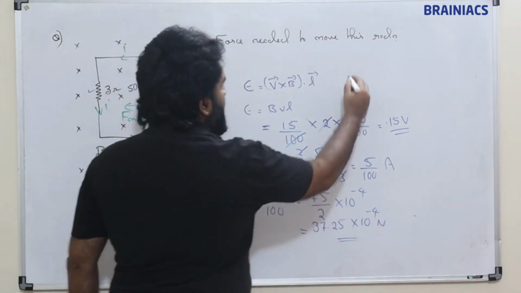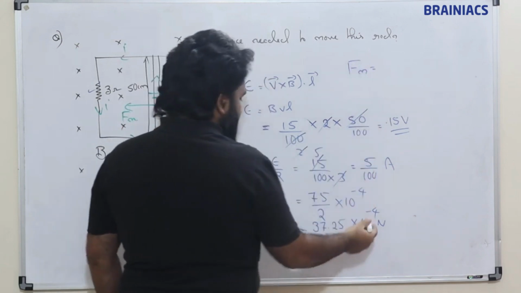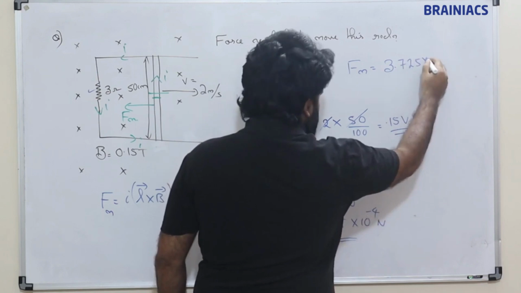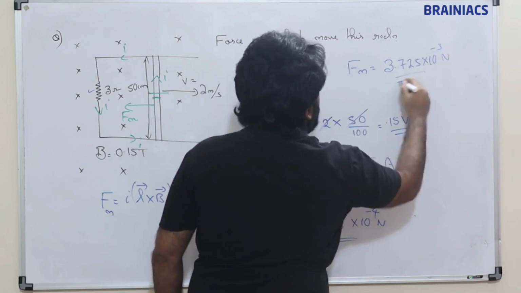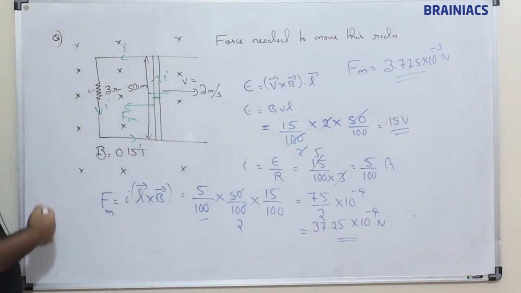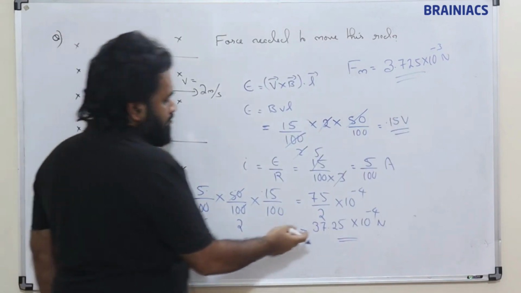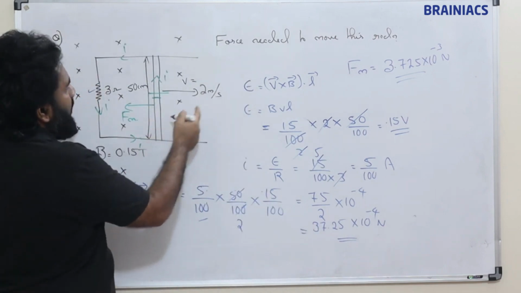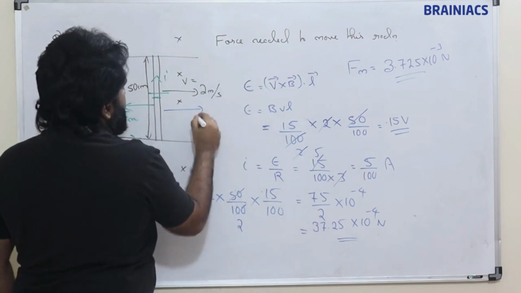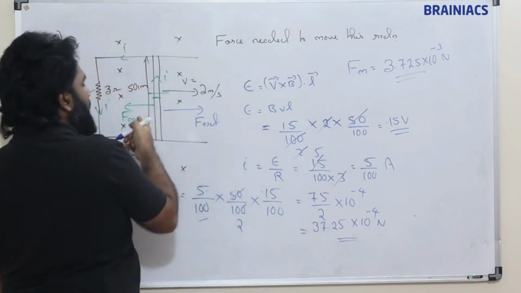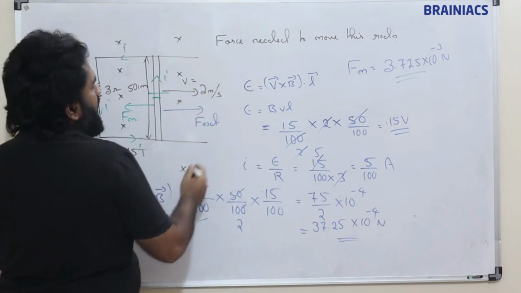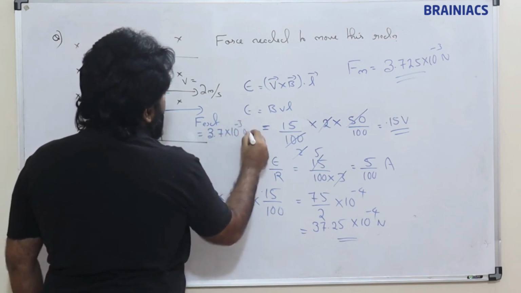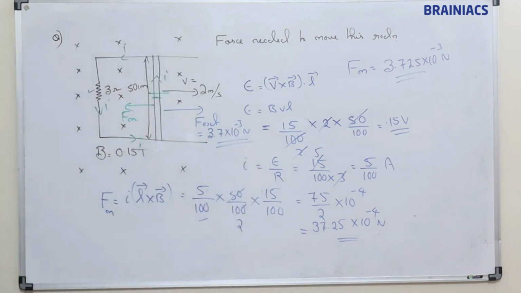Or we could write the magnetic force is going to be 3.725 into 10 raised to minus 3 Newton. This much force will be acting in this direction. So we should apply an external force equal to this one, then only the rod will move with constant velocity. That is nothing but 3.7 into 10 raised to minus 3 Newton. This is the answer for this question.